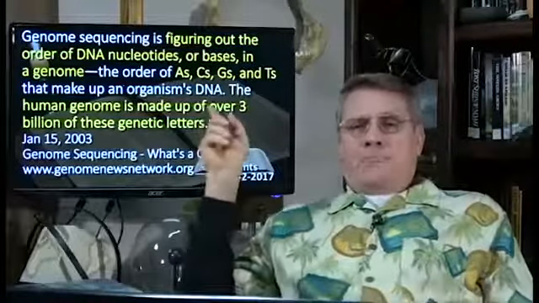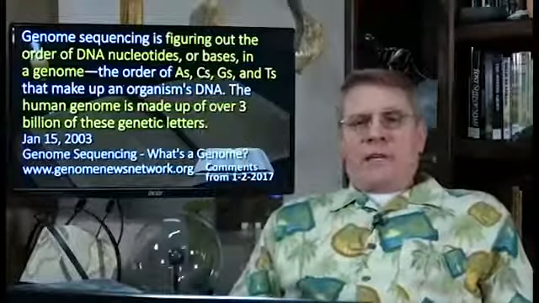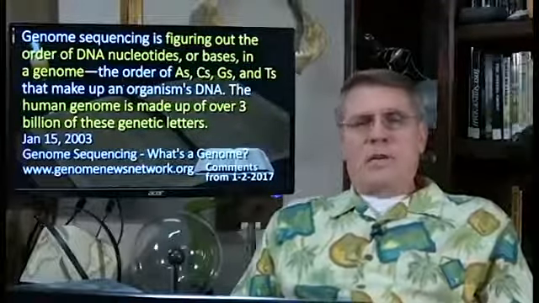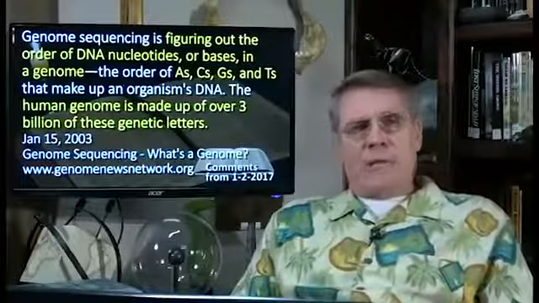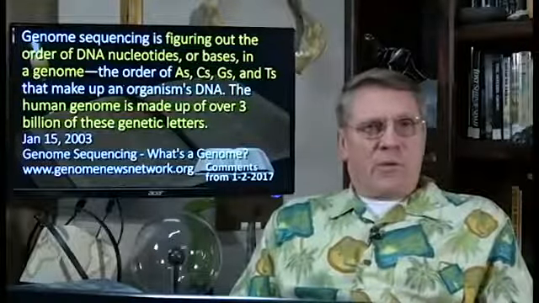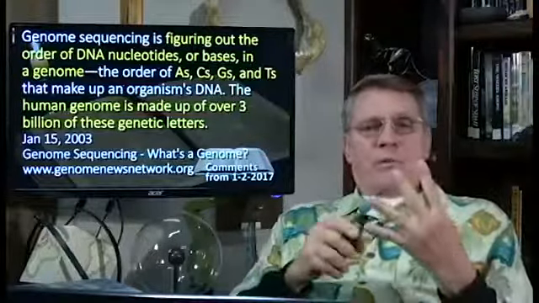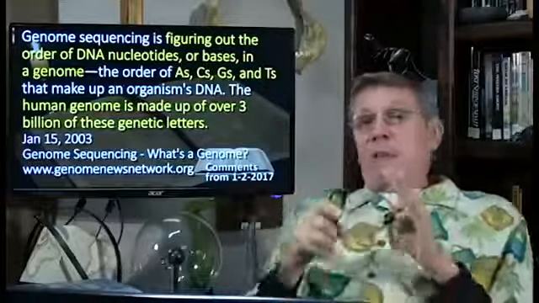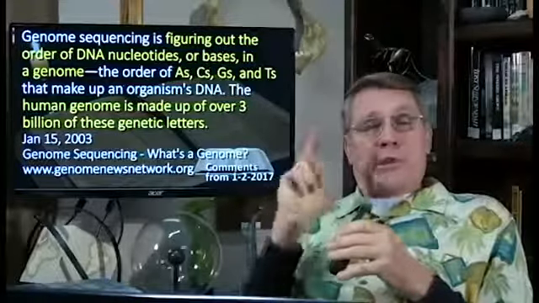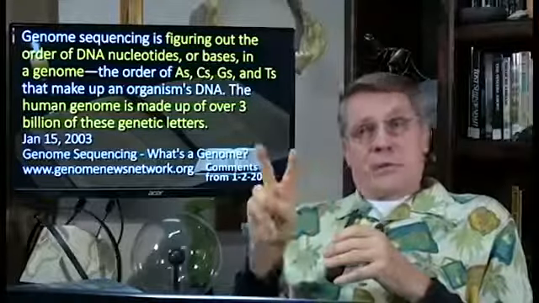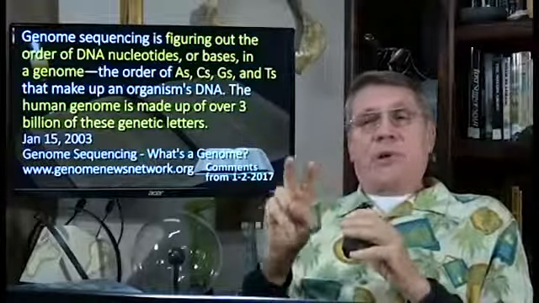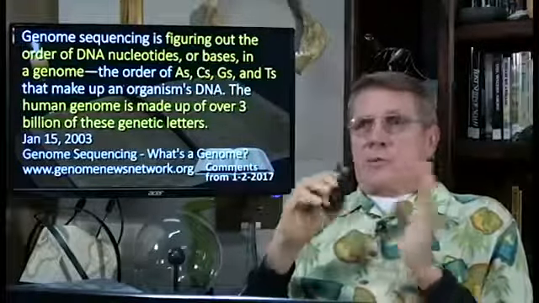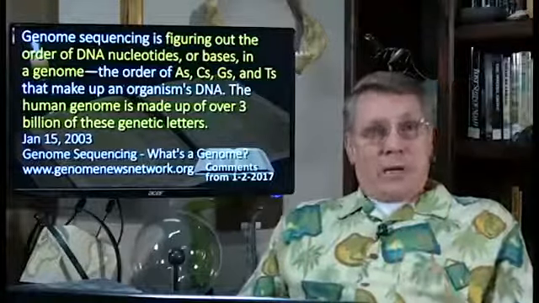So, figuring out the order of the DNA nucleotides or bases in a genome. The order of A, C, Gs, and Ts. I told my students C-A-T-G is an easier way to memorize it. There are 4 different types of bases, C-A-T-G. Now, in computer language, it's only binary. There's only 2, zeros and ones. But in the DNA code, there are 4, C-A-T-G, which means it's about 1 trillion times more complicated.